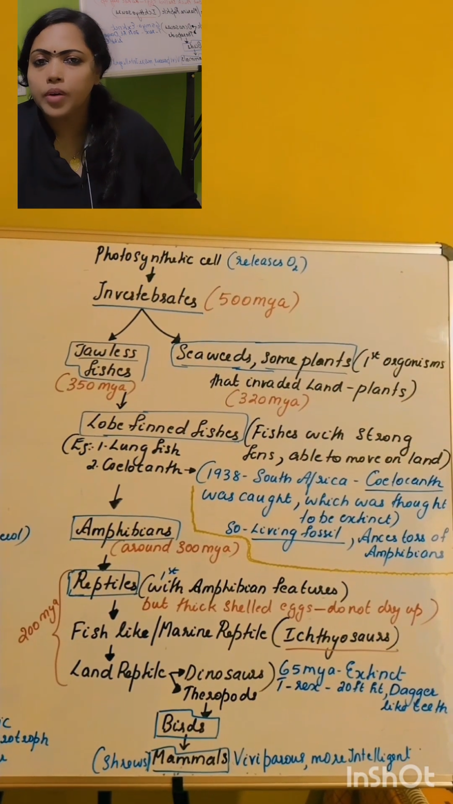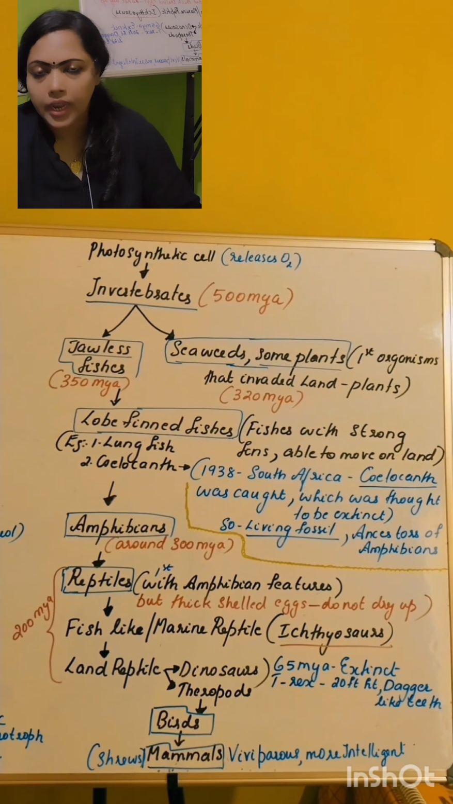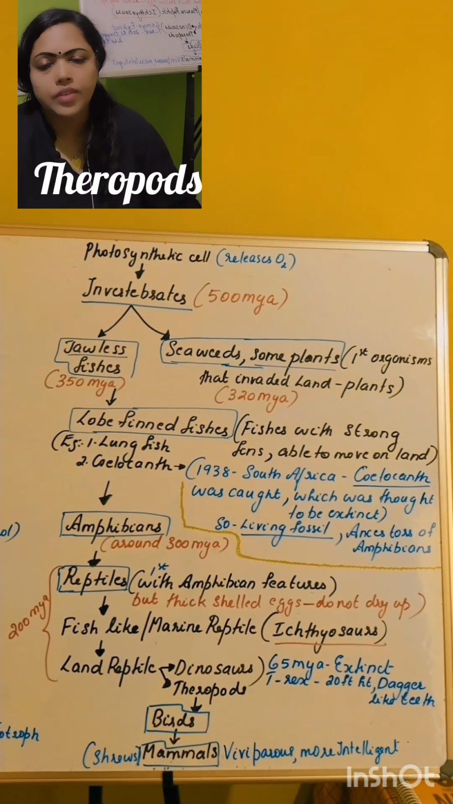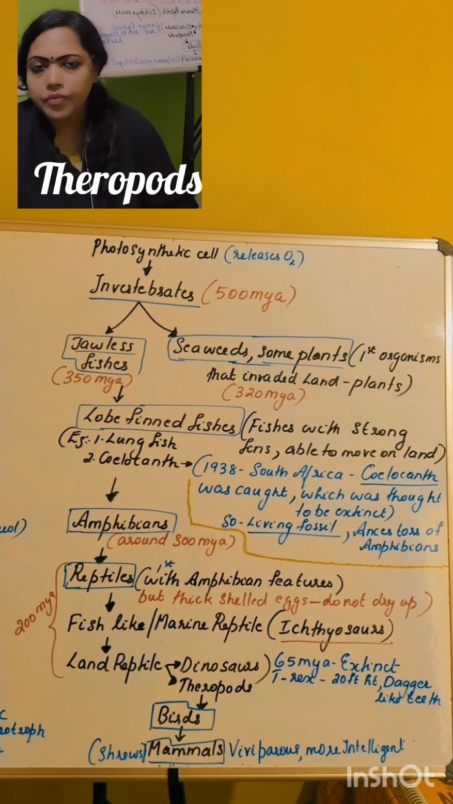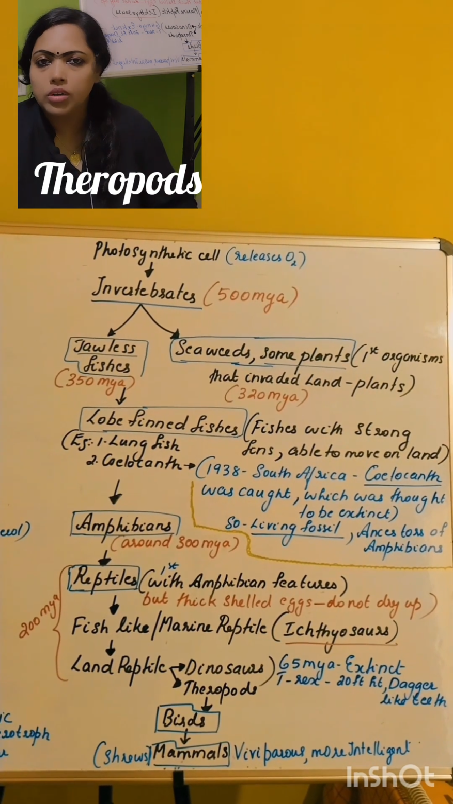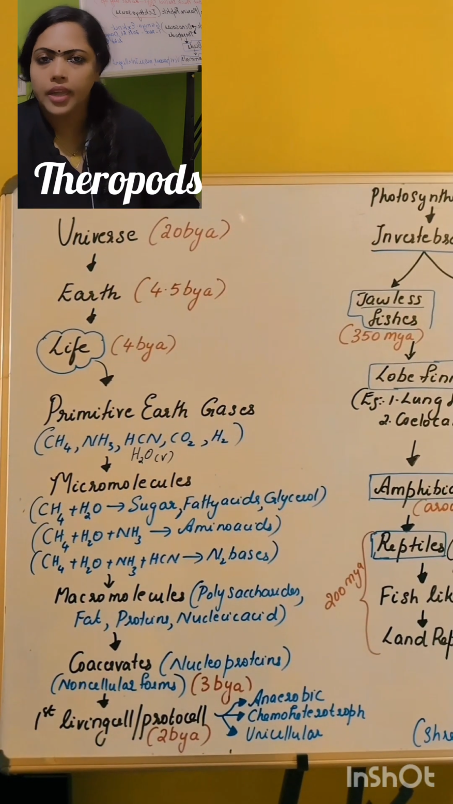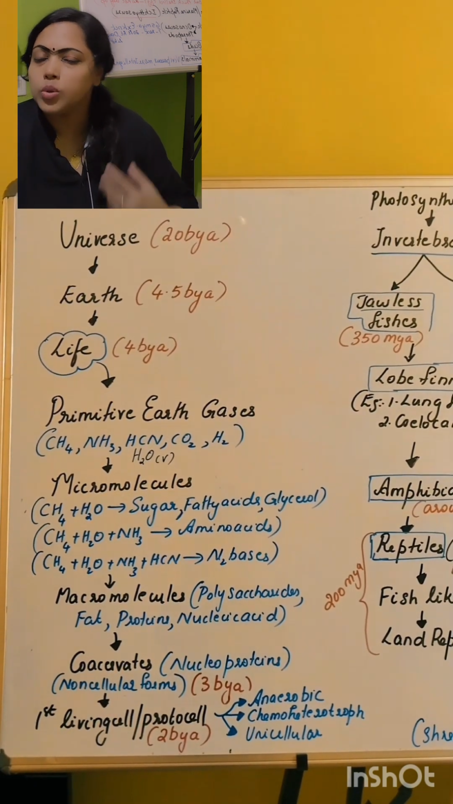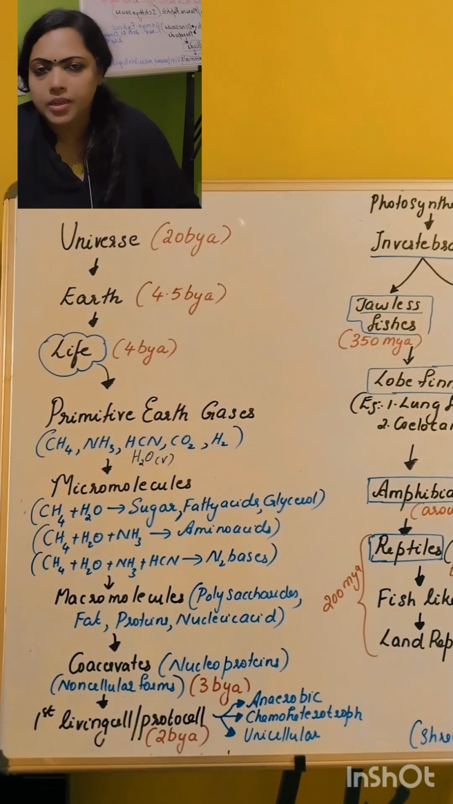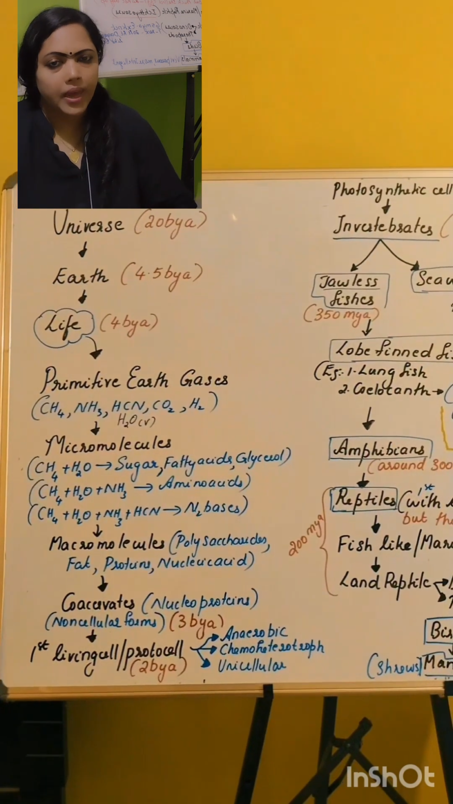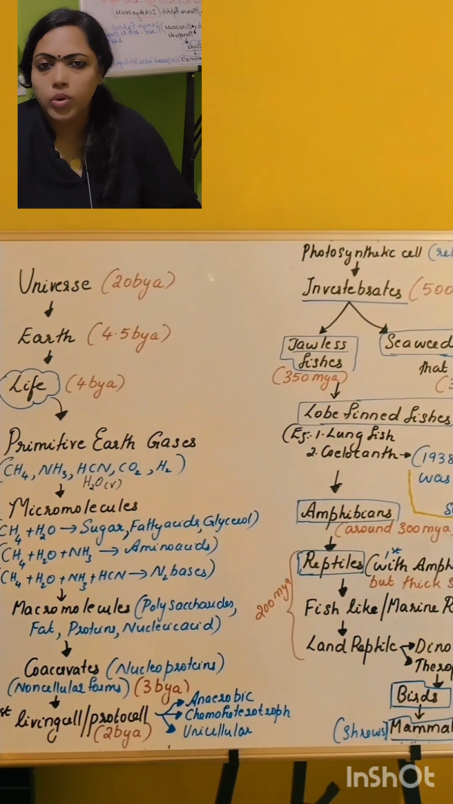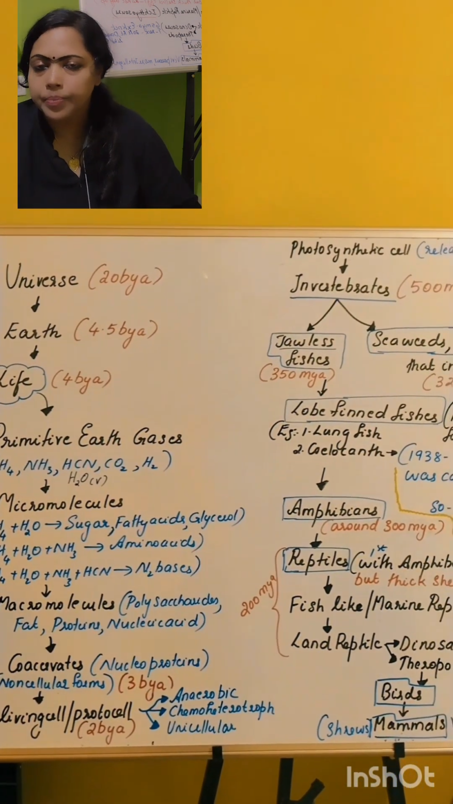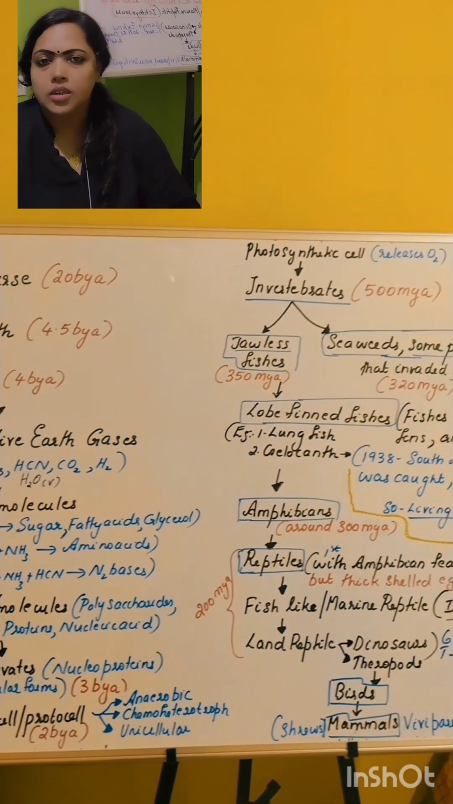And then one group of dinosaurs are theropods. And they are the group of dinosaurs with avian features. Okay, so that means from this particular group, who evolved? The birds evolved. And then the formation of the highly evolved, most complex organisms, that is the mammals, with features like vivipary, and they are more intelligent than the other groups. Okay, and the first formed mammals were shrews.